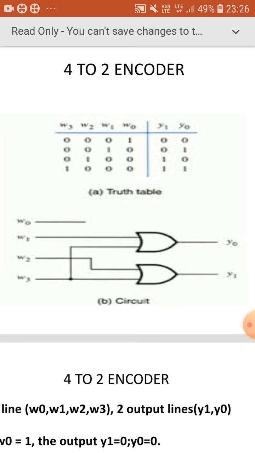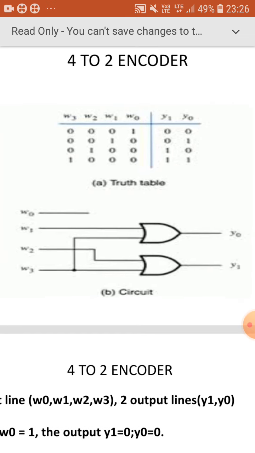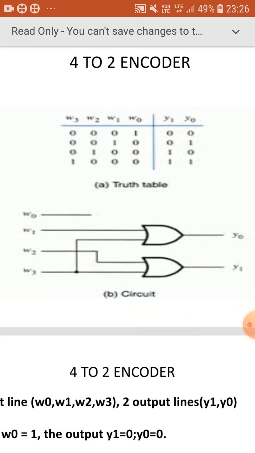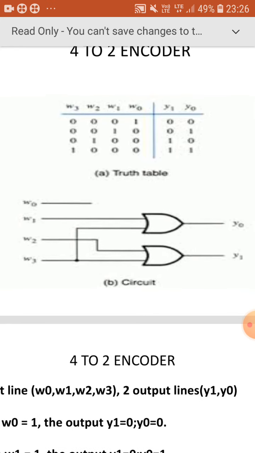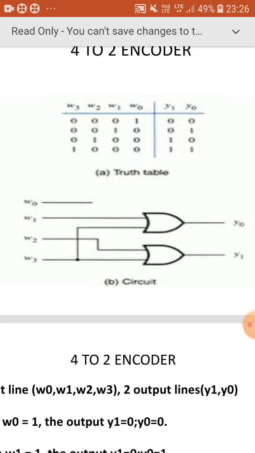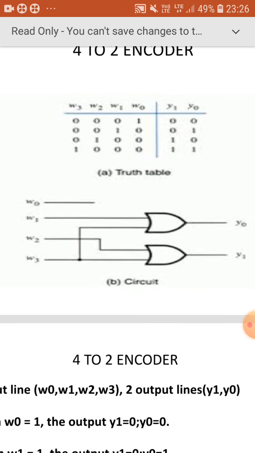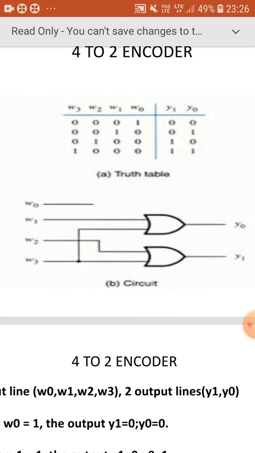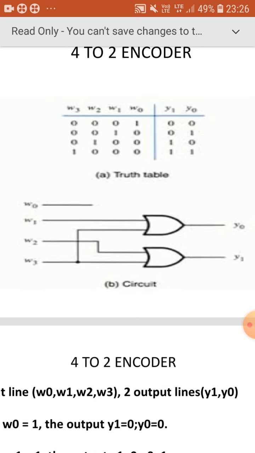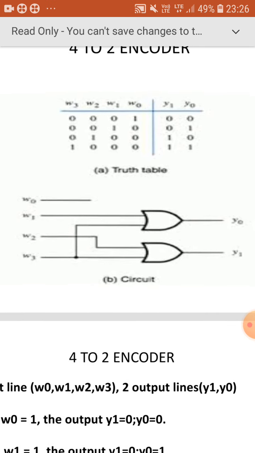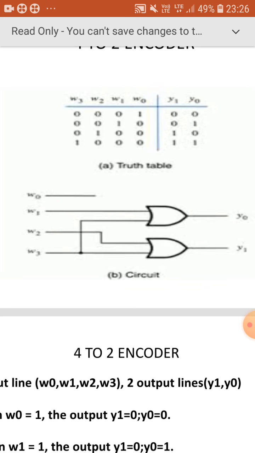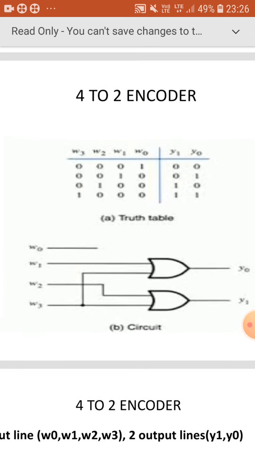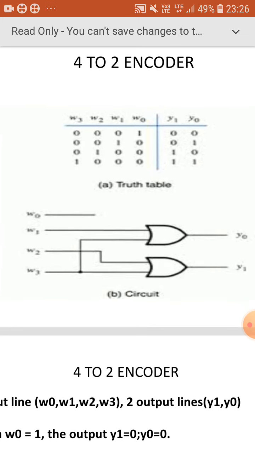Next case, W3 is equal to 0, W2 is equal to 1, W1 is equal to 0, W0 is equal to 0. That is only W2 is equal to 1. So W2 is connected to second OR gate. So Y1 is equal to 1, Y0 is equal to 0. So you will get Y1, Y0, 1, 0. In the last case, W3 is equal to 1, W2 is equal to 0, W1 is equal to 0, W0 is equal to 0.